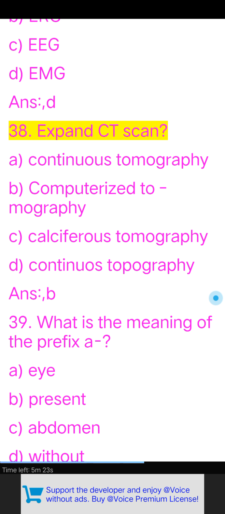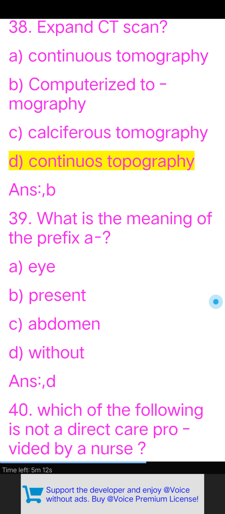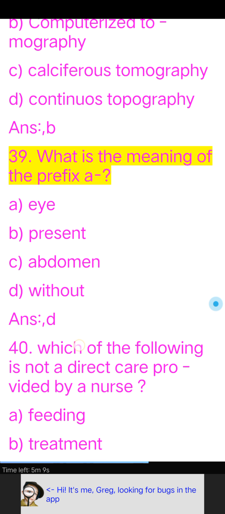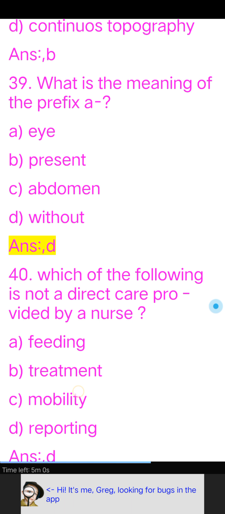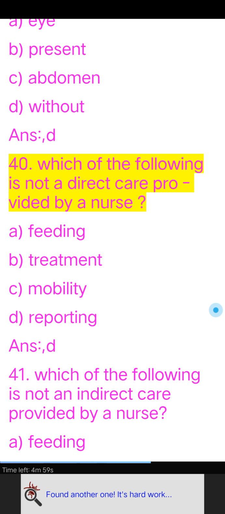Answer: D. 38. Expand CT scan. A. Continuous tomography. B. Computerized tomography. C. Calciferous tomography. D. Continuous topography. Answer: B. 39. What is the meaning of the prefix a? A. I. B. Present. C. Abdomen. D. Without.